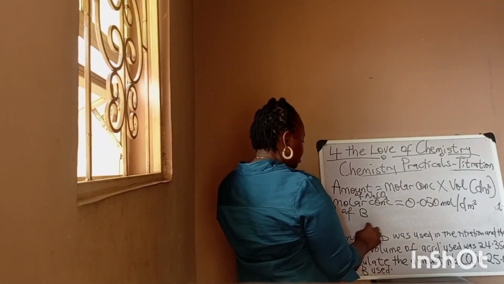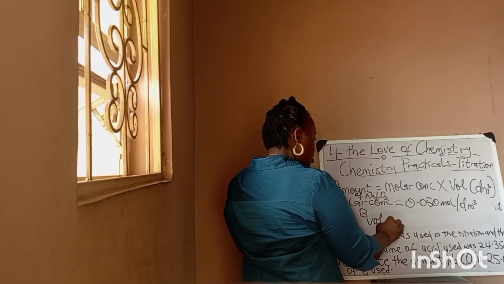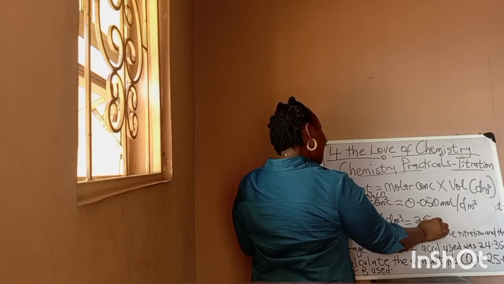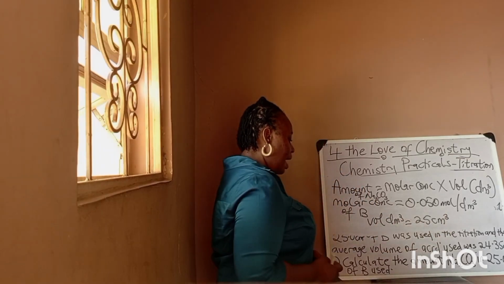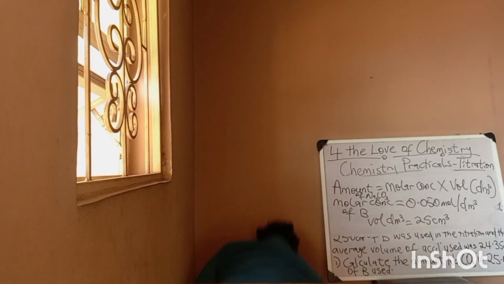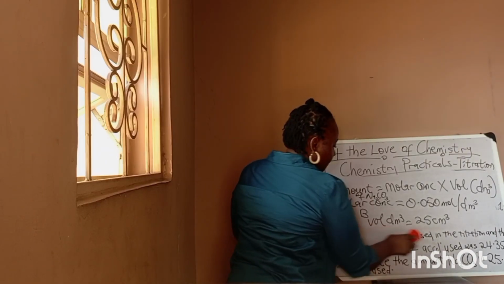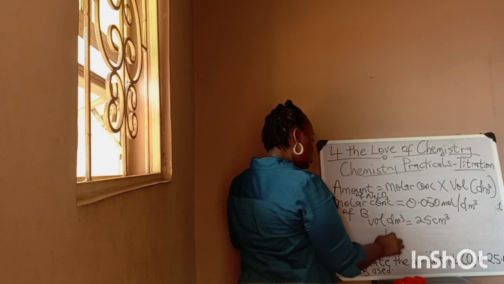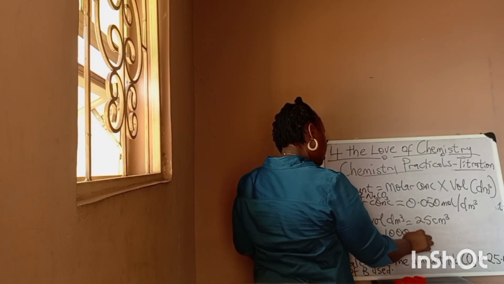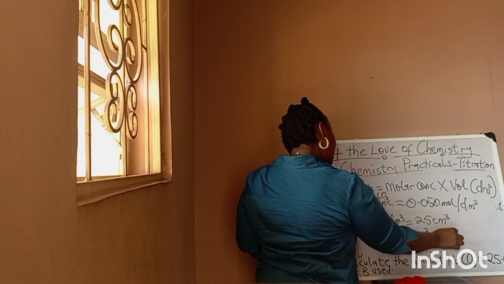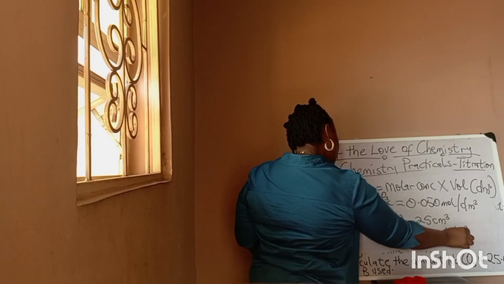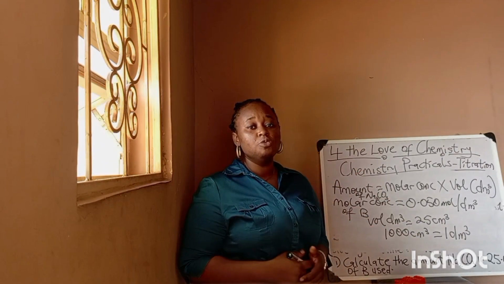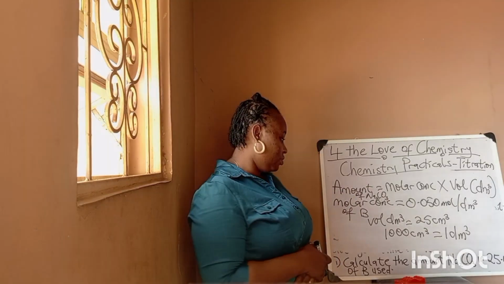So our volume, which must be in dm cubed, we are given 25 cm cubed. And 1000 cm cube is equal to 1 dm cube. So if we want to change cm cube to dm cube, we divide by 1000.